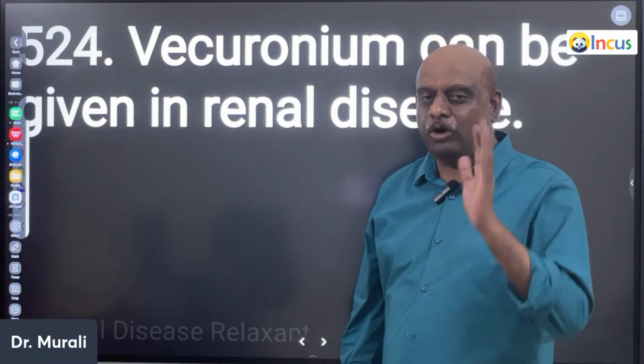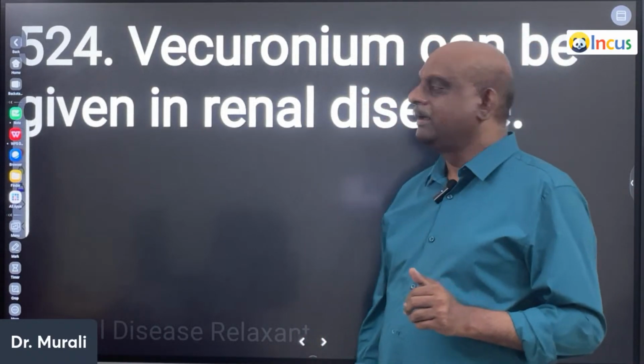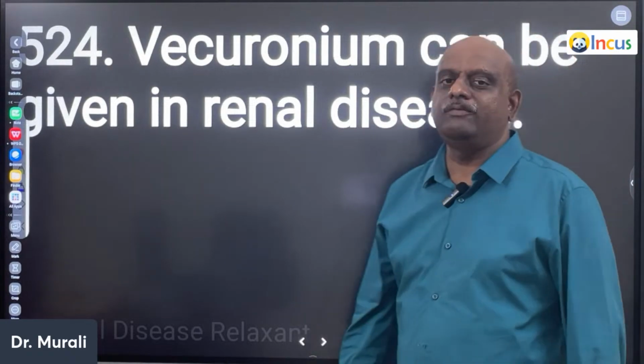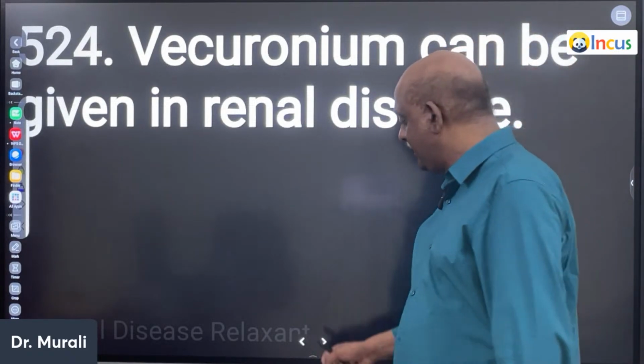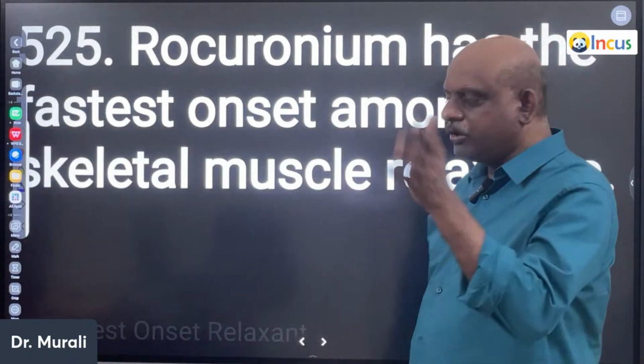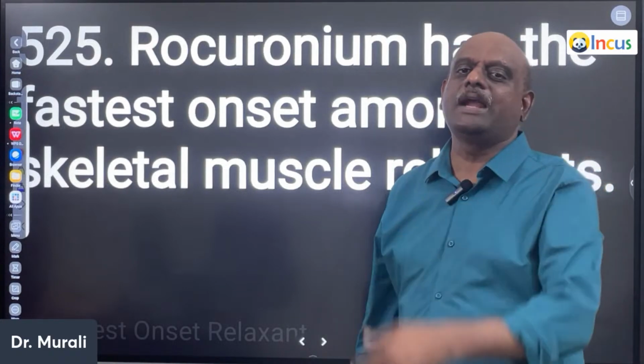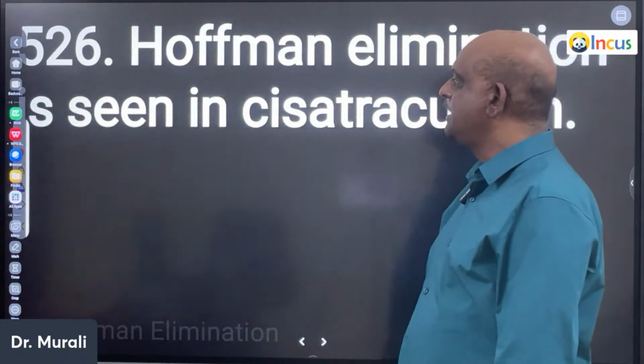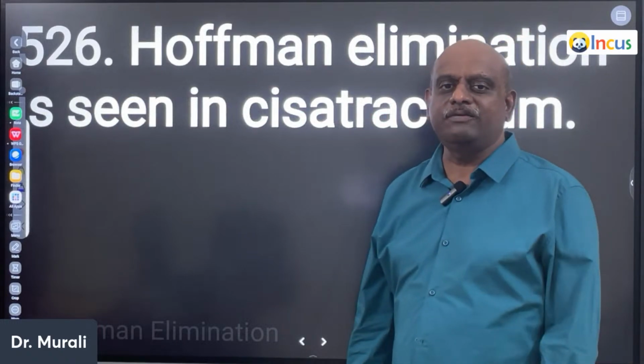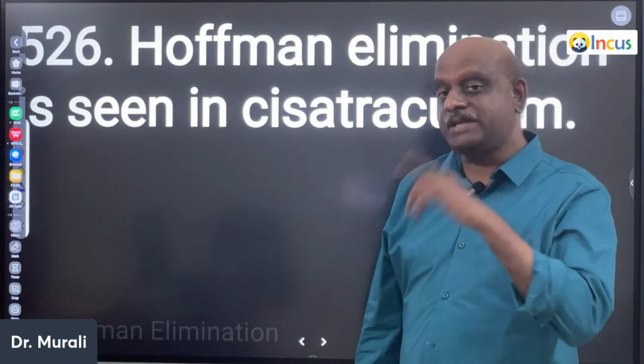Among the muscle relaxants, vecuronium can be given when the patient is having renal disease. Rocuronium is the fastest onset among the skeletal muscle relaxants. Hofmann degradation is seen with atracurium and cisatracurium.